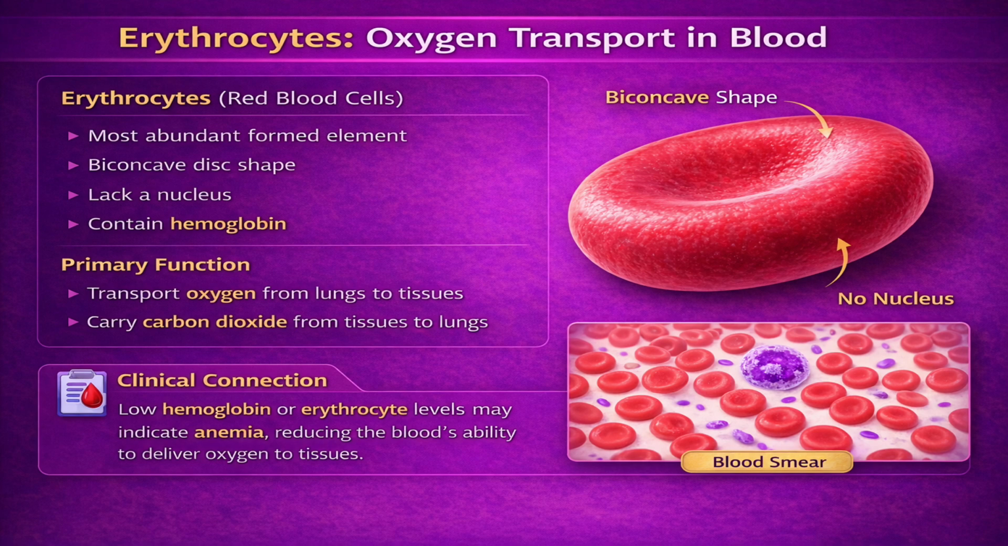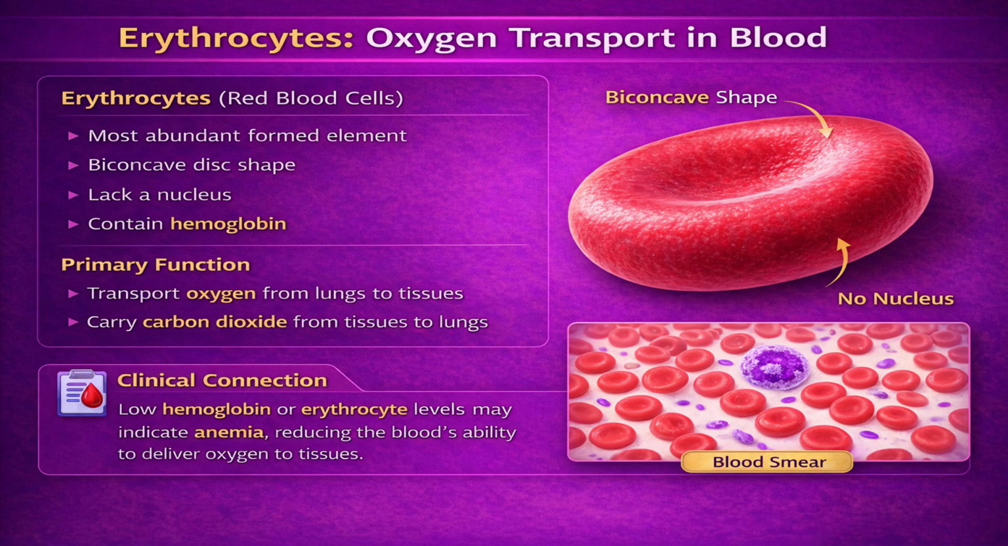Unlike most other cells in the body, mature erythrocytes lack a nucleus and most organelles. This structural adaptation allows more internal space to be devoted to the protein hemoglobin, which is responsible for carrying oxygen molecules. Each hemoglobin molecule contains iron atoms that bind oxygen in the lungs and release it to body tissues where oxygen is needed for cellular metabolism. Through this mechanism, erythrocytes enable the bloodstream to deliver oxygen efficiently to organs and tissues throughout the body.